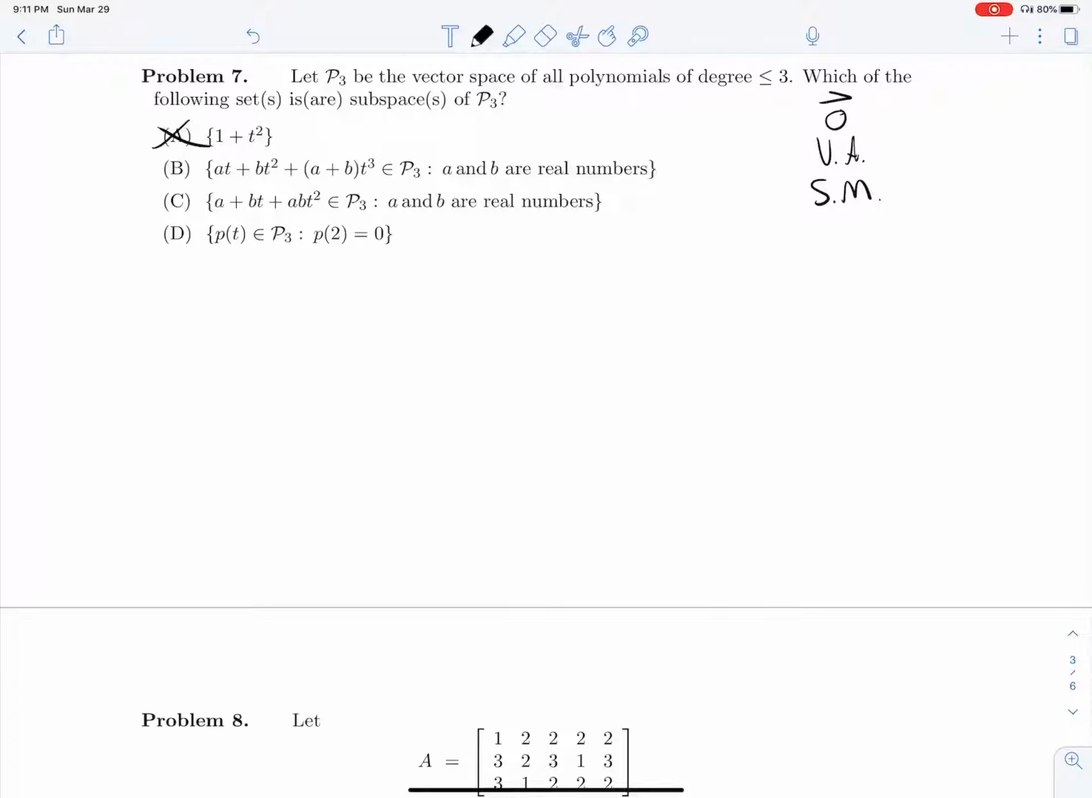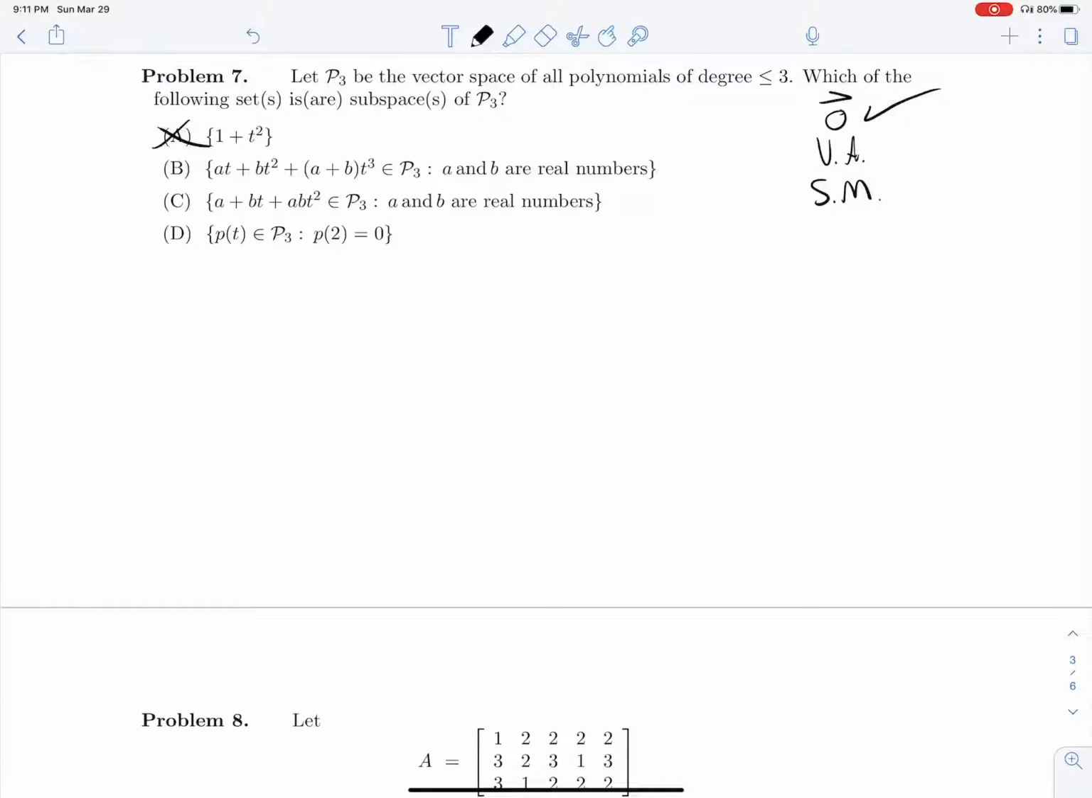Option B, we're looking at At plus Bt squared plus quantity A plus B t cubed, where A and B are real numbers. Well, if A and B are both equal to 0, which is part of this set here, because we're looking at all real valued A's and B's, it's clear that we do include the 0 vector in this set. So that first rule is A-OK.